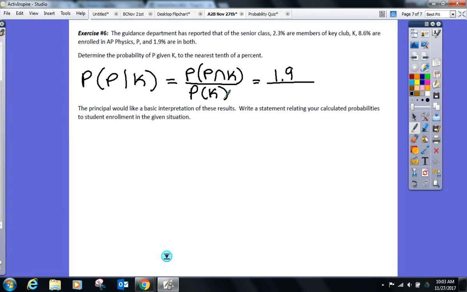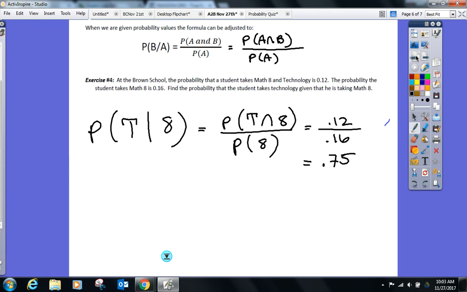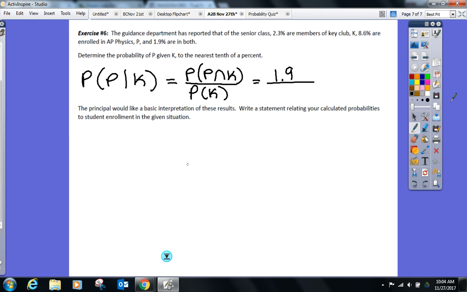Remember the formula, going back to the formula. Probability of B given A. A was on the bottom. Probability of technology given Math 8, what did I put on the bottom? Math 8, right? Whatever is given, that's the probability I put on the bottom. So here it's the probability you're in physics, given you're in Key Club. So the given, you're in Key Club, goes on the bottom, which is 2.3, everyone.